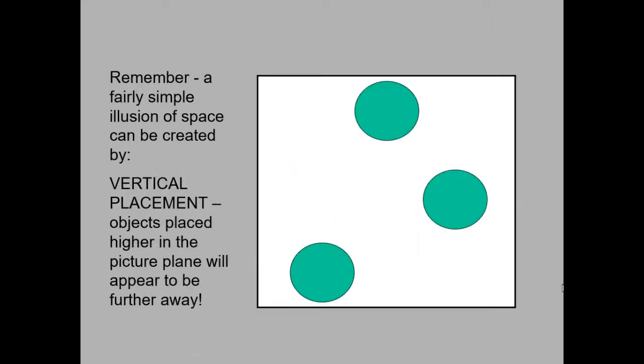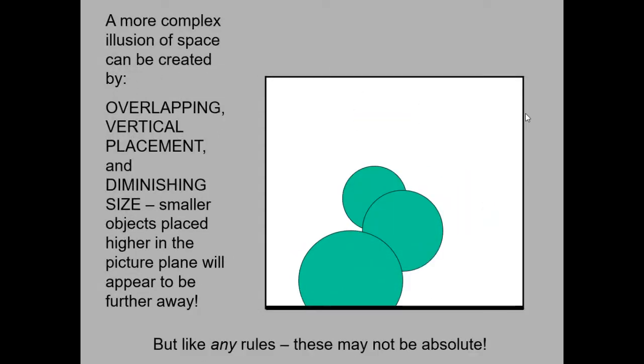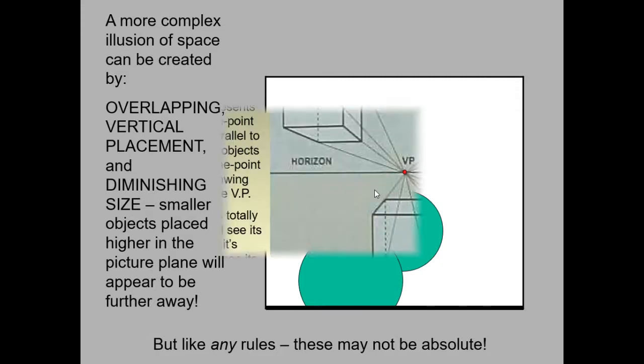So if I combine all of those ideas with this concept of placement, that this feels further away because it's higher, and I combine that with overlapping and diminishing size, check this out. I can make this thing feel really close to me because it's low in the picture, but it's also huge compared to the thing it overlaps and compared to the next thing behind it. So by combining overlapping, diminishing size, and placement in the picture plane, I can create an illusion of three dimensions, even just with some simple cutout shapes.